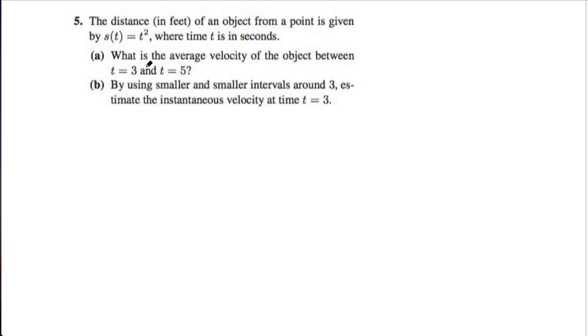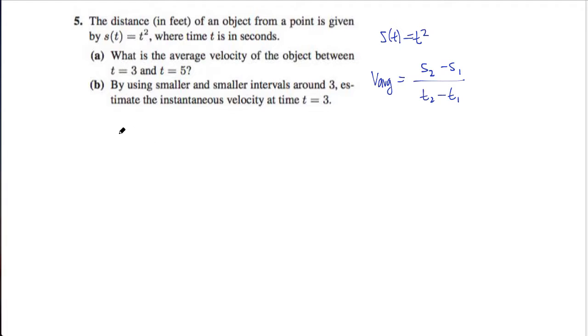For question 5, we're given another position function. This is s of t equals t squared. And we want to find the average velocity between t equals 3 and t equals 5. So real quick recap from previous questions: our average velocity will be S2 minus S1 over T2 minus T1.